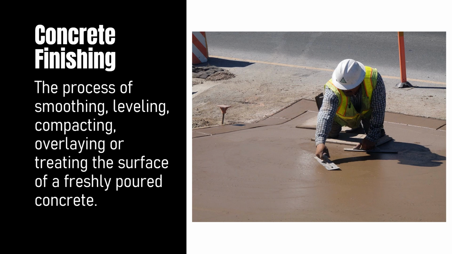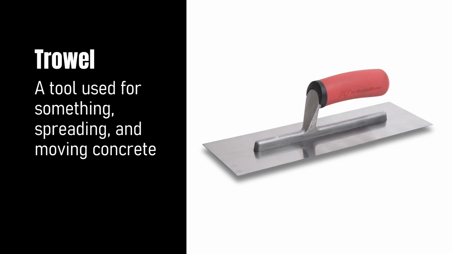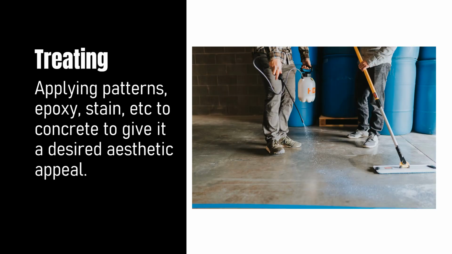Concrete finishing is the process of smoothing, leveling, compacting, and overlaying freshly poured concrete in preparation for curing. A trowel is a tool used for smoothing, spreading, and moving concrete. This is a rectangular trowel, but it can also come in a triangular shape. Treating includes applying patterns, epoxy, and stain to concrete to give it your desired appearance.